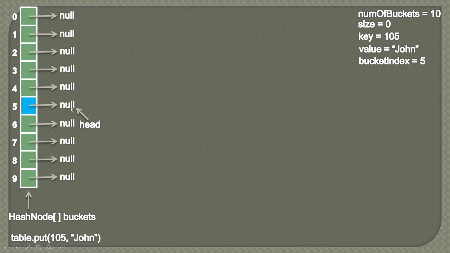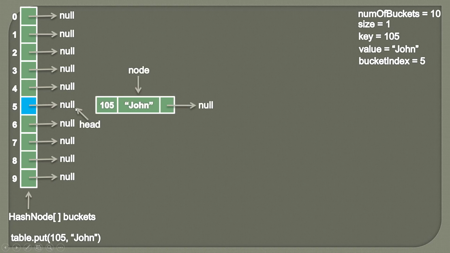at this index there is no hash node. So what we can do is increment the size, because we can directly put this key value pair at this point. So first we create the hash node with key as 105, value as John, and when we create a new hash node, the next always points to null.